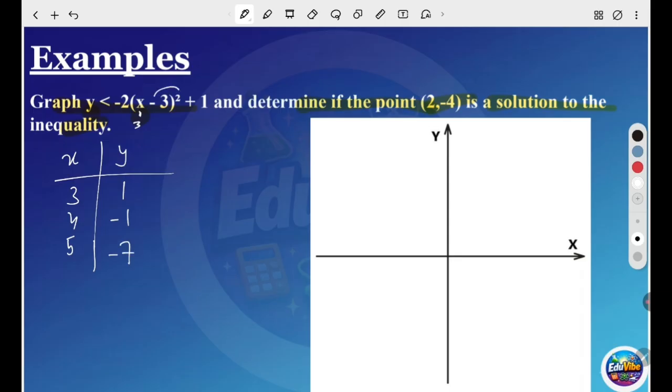From here, we also know that our vertex is what? It's (3, 1). So that (3, 1) should be plotted first. If we have 3 over there somewhere and we have 1 over there, so this is (3, 1). And we have to plot these points on this. So (3, 1) is already plotted. Another is (4, minus 1), so it's somewhere over there. And we have (5, minus 7).